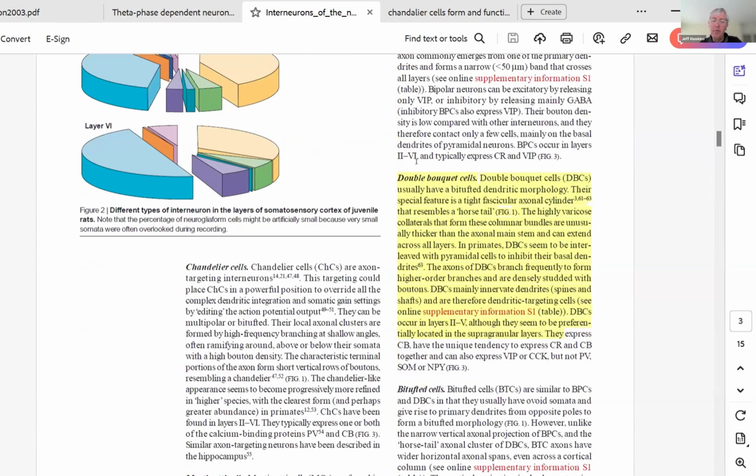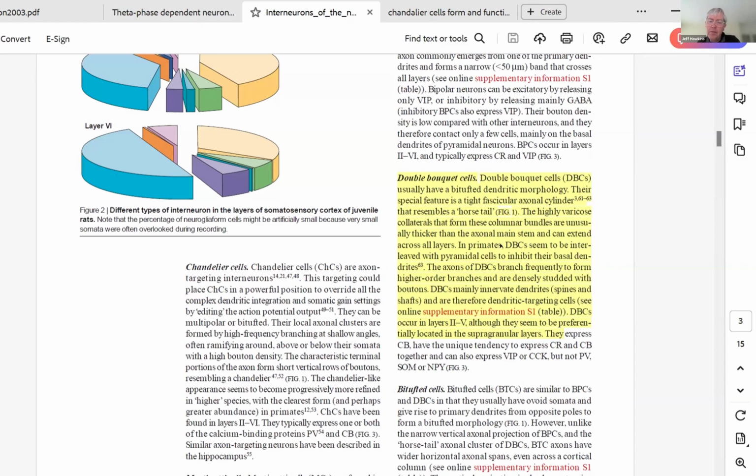This is the one here on the double bouquet cells, since we've been talking about them a lot. These words all describe what we've been talking about. Bitufted, meaning it goes in both directions, up and down. That's the morphology for the dendrites, not the axons. We're talking about the dendritic morphology. Their special feature is a tight axonal cylinder. So the thing that's really tight and narrow is the axon. And I don't even know what fascicular means. I think it means highly branching or something like that. And then it resembles a horsetail. Sometimes they actually call these horsetail cells, so you might see that in early literature.